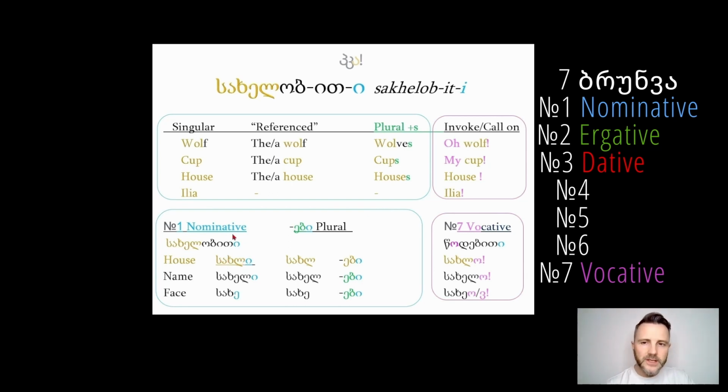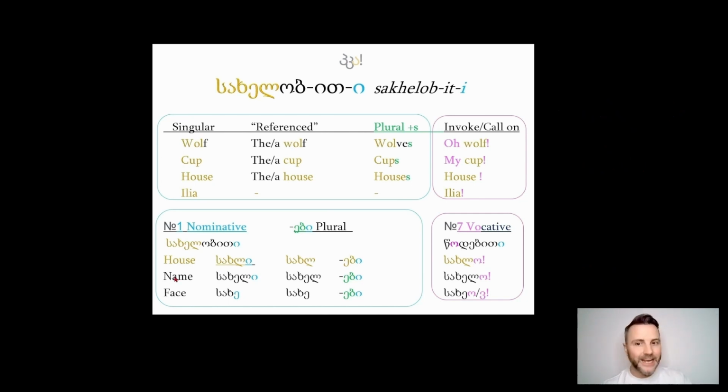Here, the root has got the nominative ending to make it live in a sentence that has a development grammatically. Here, we've got it live in a sentence which just has a meaning and it's one directional. E versus O. Let's look at name. Sakhel, sakheli, nominative referenceable word. Sakhelebi, names.